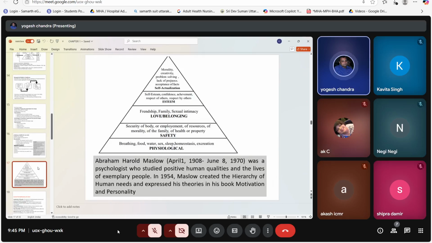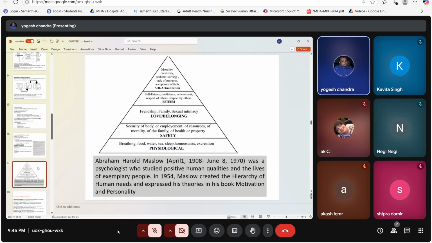Hierarchy of needs model. The model says everybody needs some kind of physiological need, which includes food, water, sex, sleep, homeostasis, and all that kind of thing. Then second is safety. Everybody wants some kind of safety in life, in employment, in property, and all that.